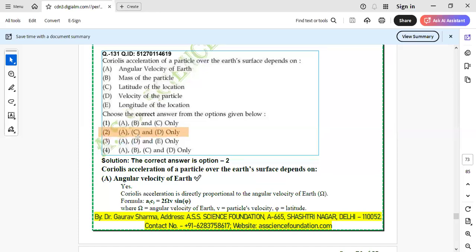So it depends upon the angular velocity, which is omega, the latitude of the location, which is phi, and the velocity of the particle, which is v. The formula I have already shown you: AC is equal to 2v omega sine phi. Is that clear to each and everyone?